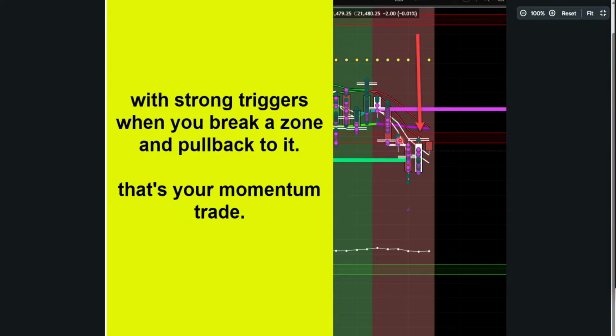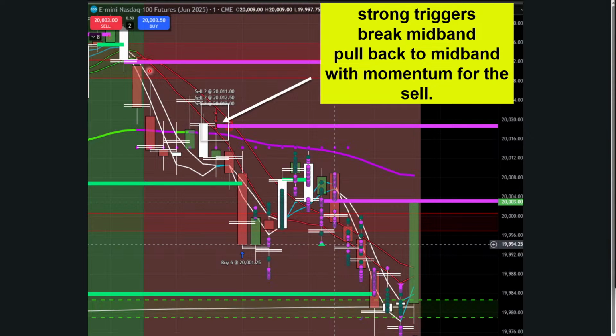Strong triggers down, the market breaks through the zone, pulls back and retests it. This is your momentum trade short using a zone. Market is strong, breaks through the mid band, pulls right back to the mid band, happens to be an HVA line, bonus, and sure enough, the momentum continues down. And hitting that next area is an outstanding place to take profits. And when that momentum trade fails, it turns into a trend trade and continues to move to the next zone.